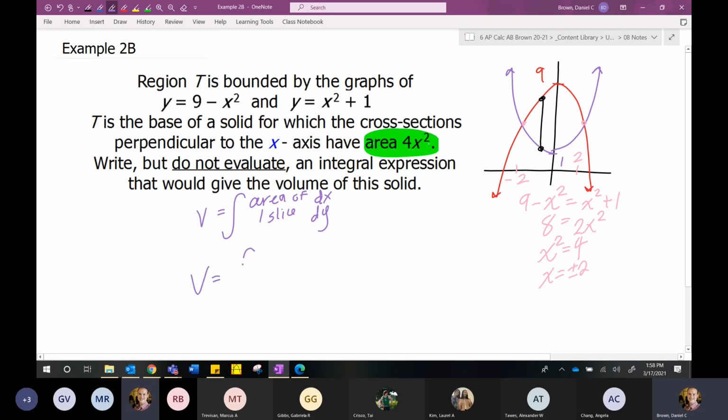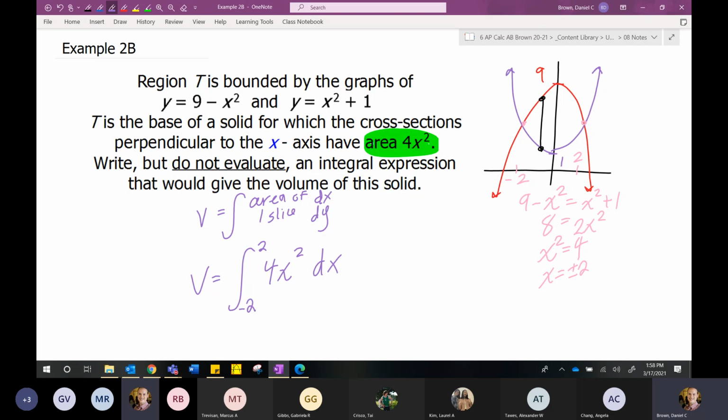So for this problem, what is the area of one slice? The area of one slice is 4x squared. What numbers would need to go in your integral sign? Negative 2 to 2. So we're still doing this from negative 2 to 2 because we are in terms of x. But we could skip over that step of finding an expression for b. They basically let you start off with step 2, finding an expression for the area.